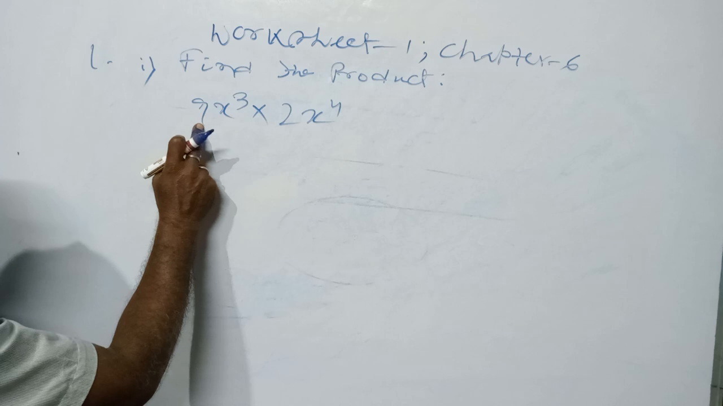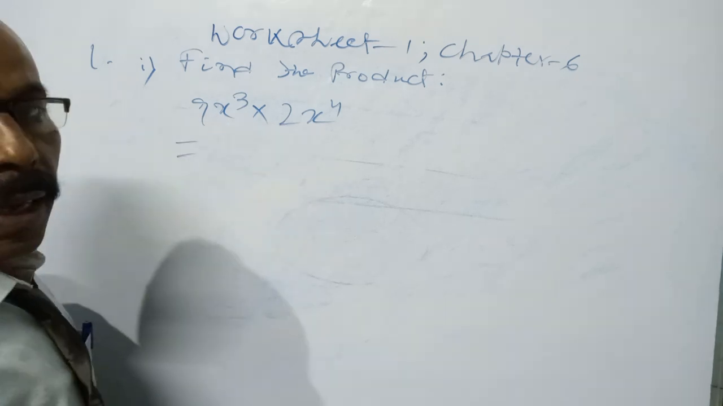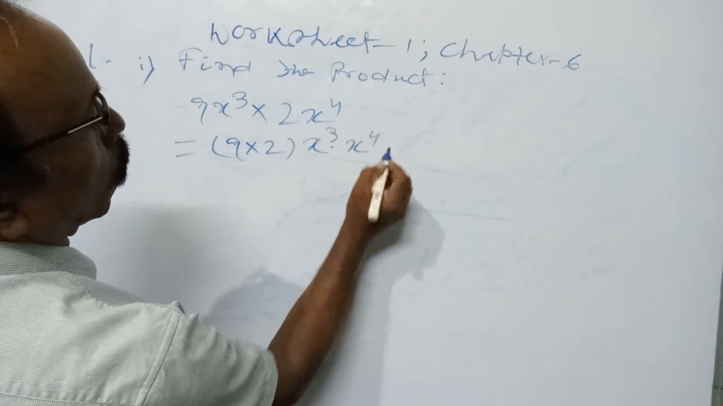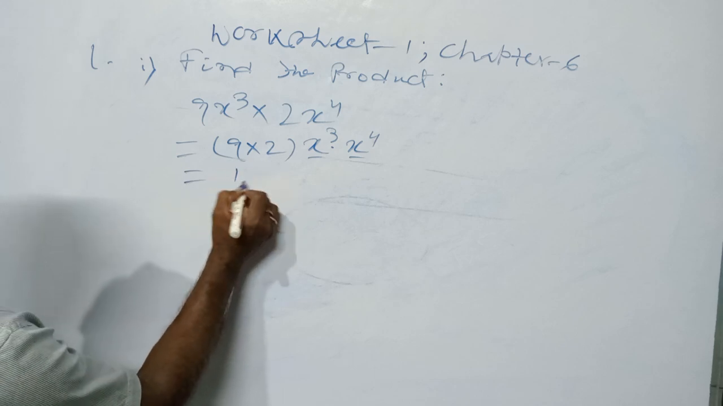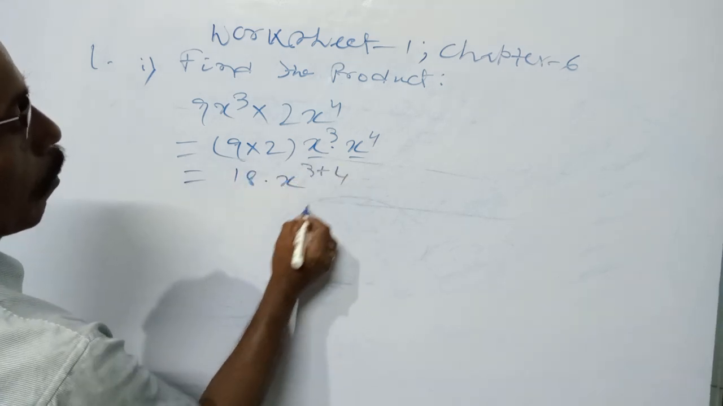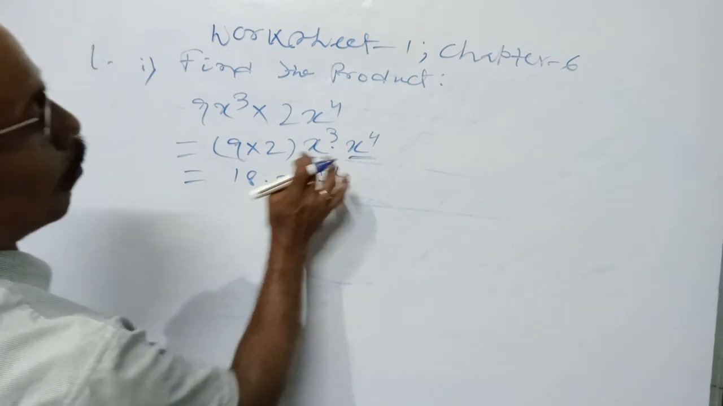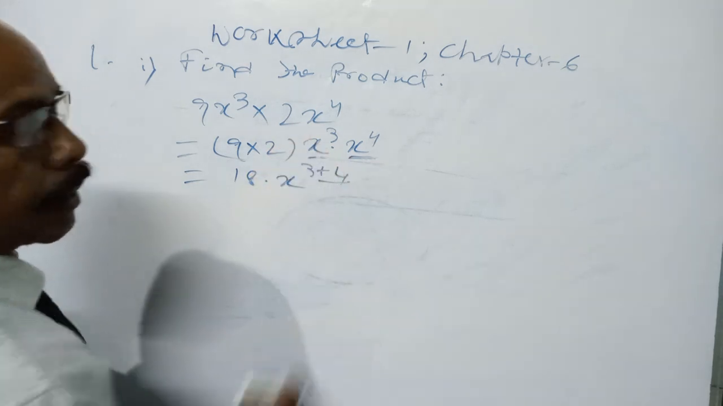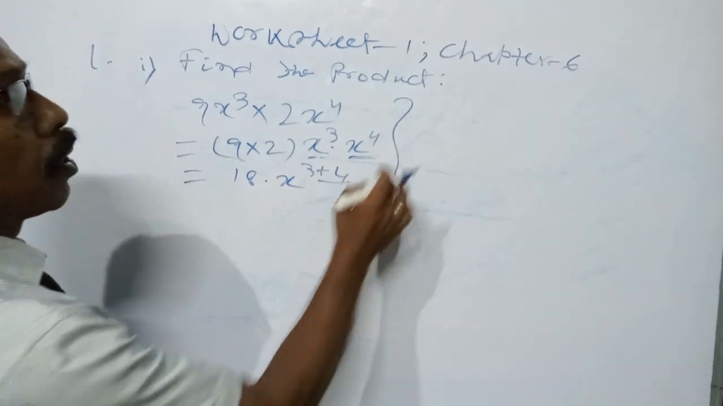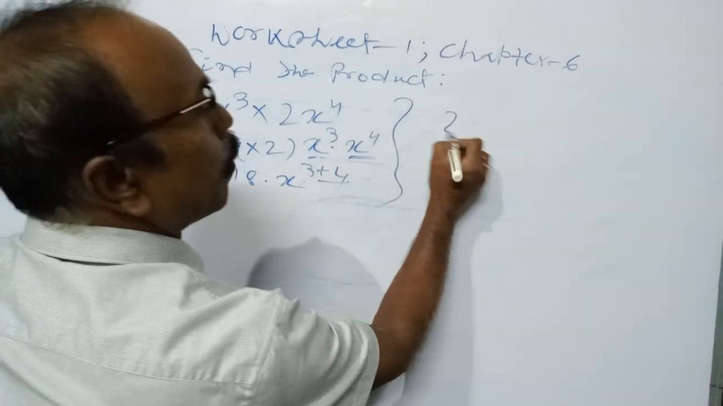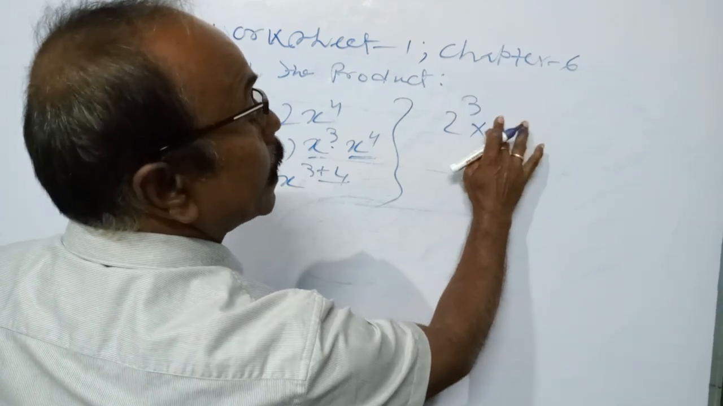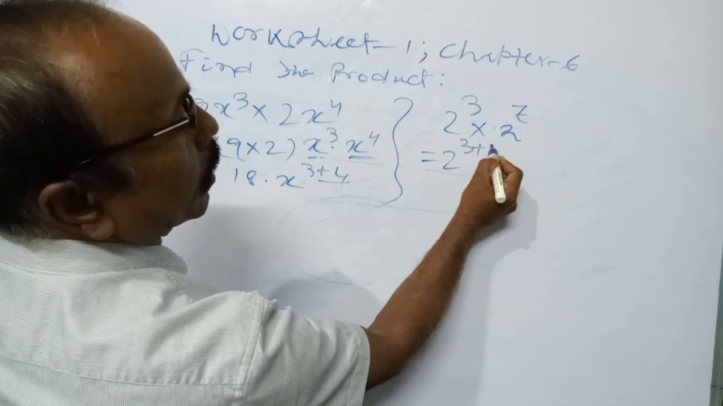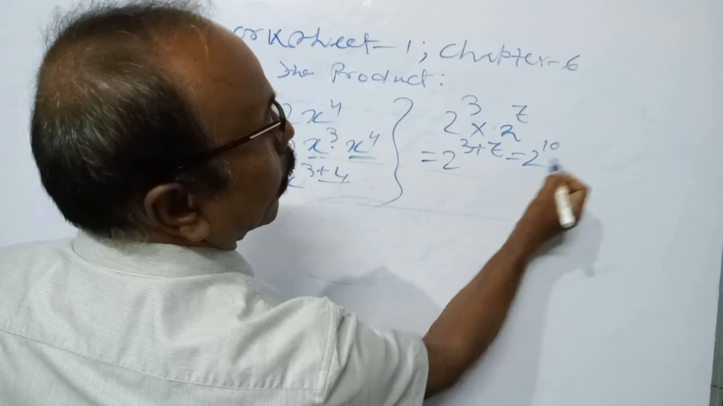My dear student, you see 9 and 2, these are natural numbers, so we can write them in the bracket, and x cube, x to the power 4. This is an algebraic term. So 9 times 2 is 18 into x to the power 3 plus 4. Because these two algebraic terms have the same base, the powers will be added in the multiplication case. In the power and exponent chapter, whenever the base is the same, the power will be added in the multiplication case. 2 to the power 3 times 2 to the power 7 is 2 to the power 3 plus 7, 2 to the power 10. You remember?